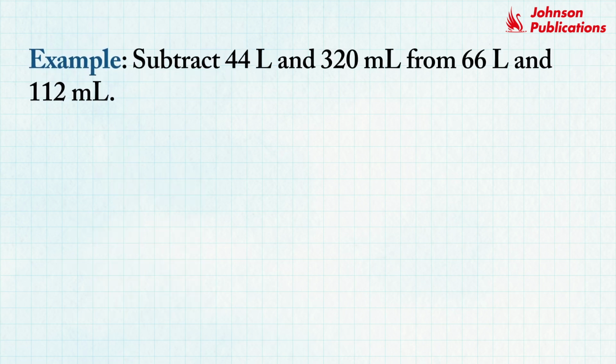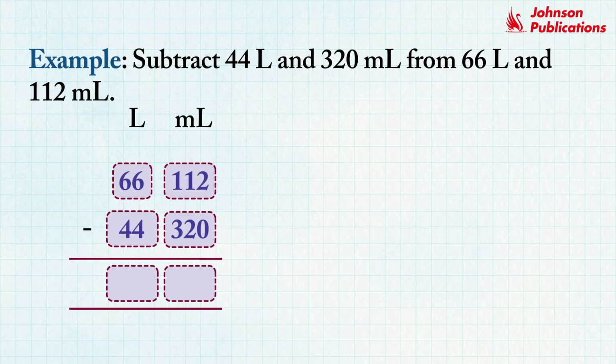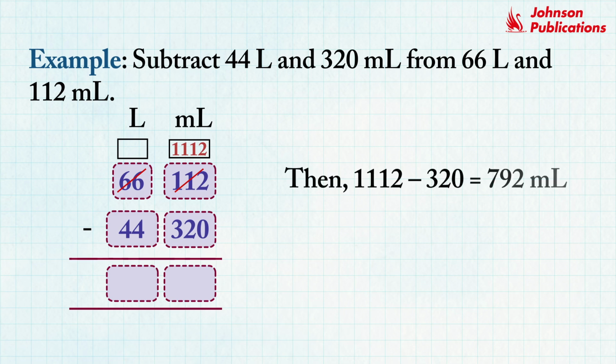Example, subtract 44 liters and 320 milliliters from 66 liters and 112 milliliters. Step 1. Subtract the milliliters. 320 cannot be subtracted from 112. So, borrow 1 liter from the liter column. Then, 1112 minus 320 is equal to 792.